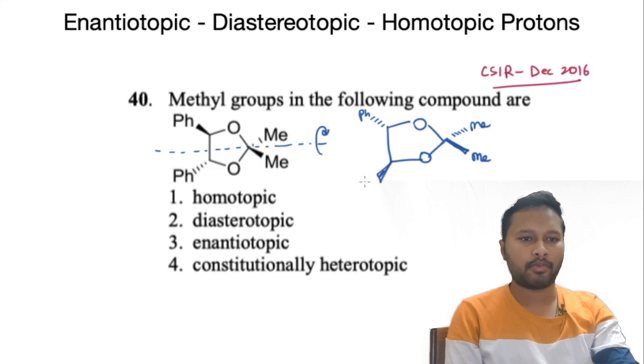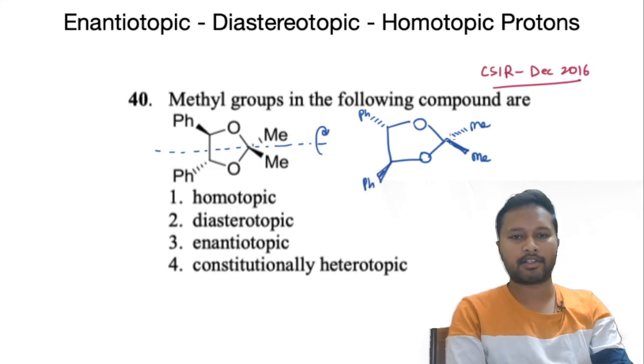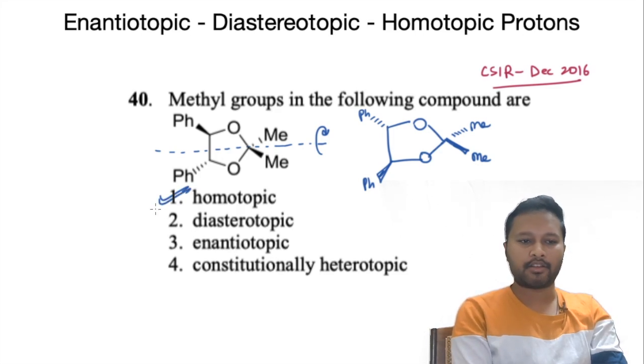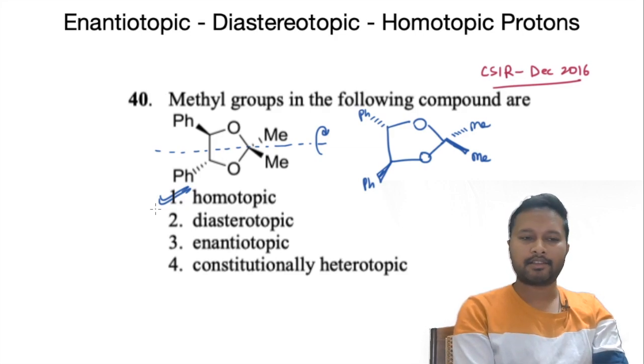So that is not going to make any difference, right? Both the structures are actually the same. That means the relation between these two methyls is nothing but homotopic. It's as simple as that. You can do this type of question in just 30 seconds, just by looking at the question and applying the axis, then applying the plane. If the axis is not applicable, then apply the plane, and that's how you can see.